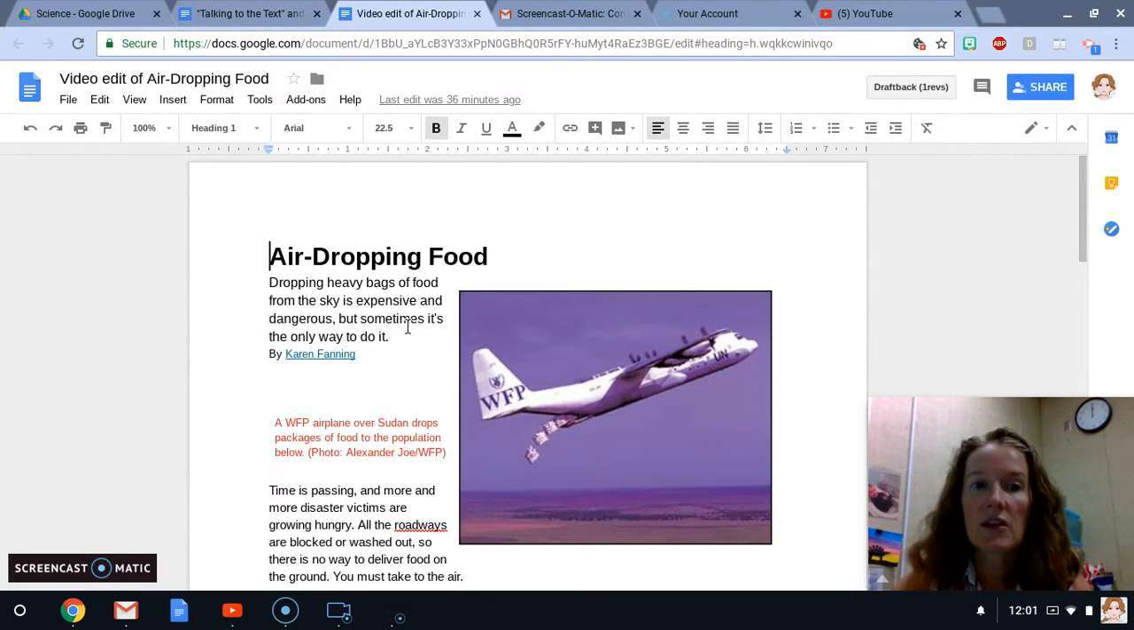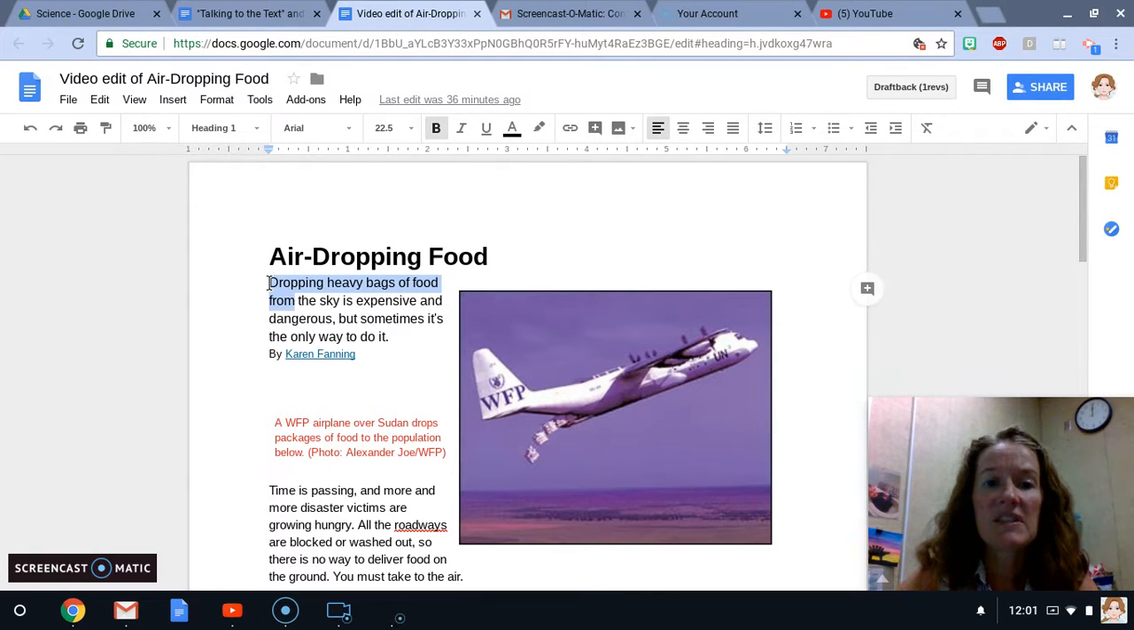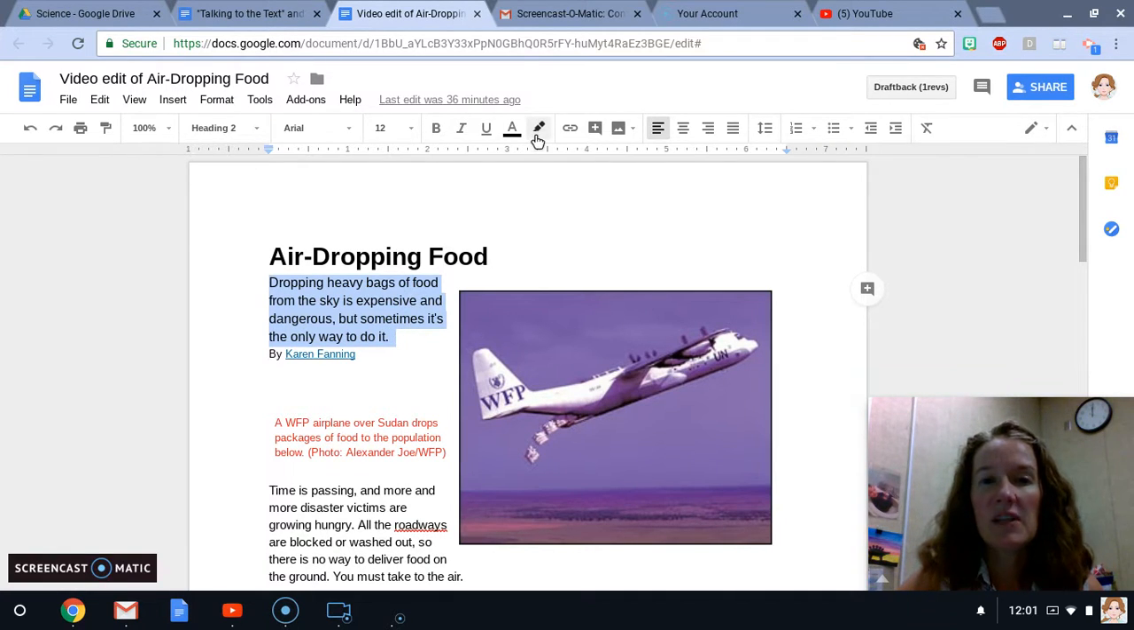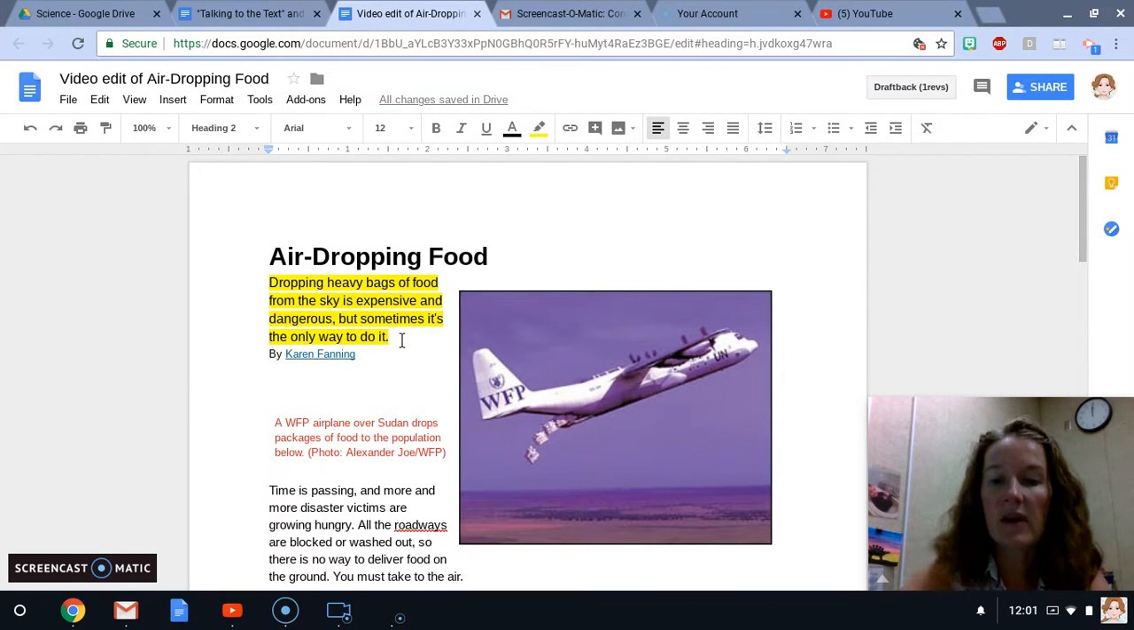Then you start the reading. "Dropping heavy bags of food from the sky is inexpensive and dangerous, but sometimes the only way to do it." So dropping heavy bags of food from the sky is expensive and dangerous, but sometimes the only way to do it is a claim. And if we use our scientific annotations, we say, okay, that's really important. They're making a claim. I'm going to highlight that. And I'm also going to put those cool brackets around it because that's a claim. And later I want to find evidence that will support the claim, right? So I'm going to make a side note on here.